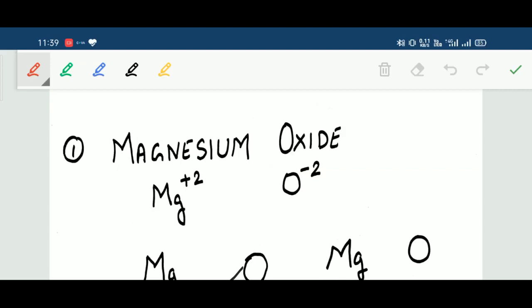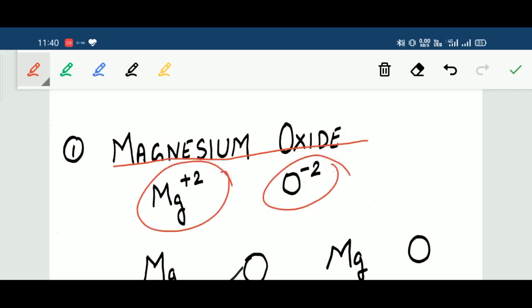So, let's take an example. What will be the chemical formula of magnesium oxide? First of all, write down the symbols of magnesium ion and oxide ion. That means Mg plus 2 and O minus 2. Now, students, note that we always have to write down the symbol of the cation first and the anion afterward. That means the positive ions will be written first and negative ions will be written afterwards, as in this example.